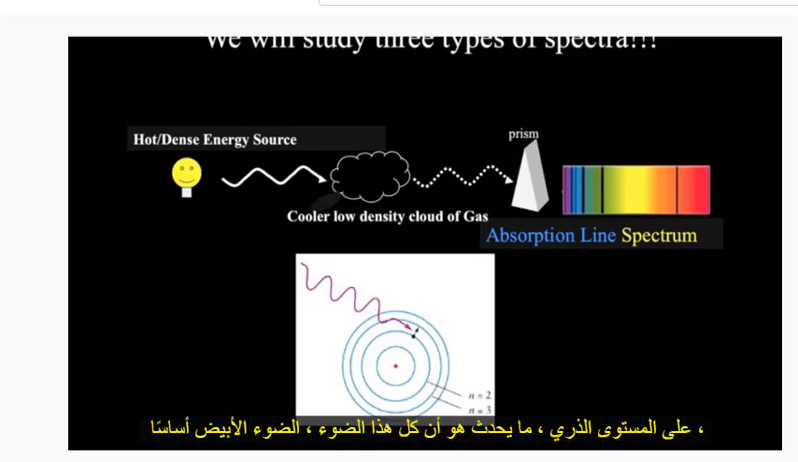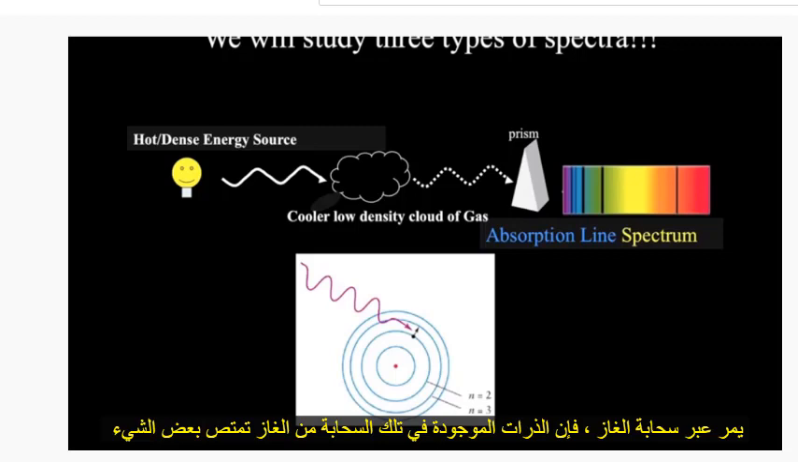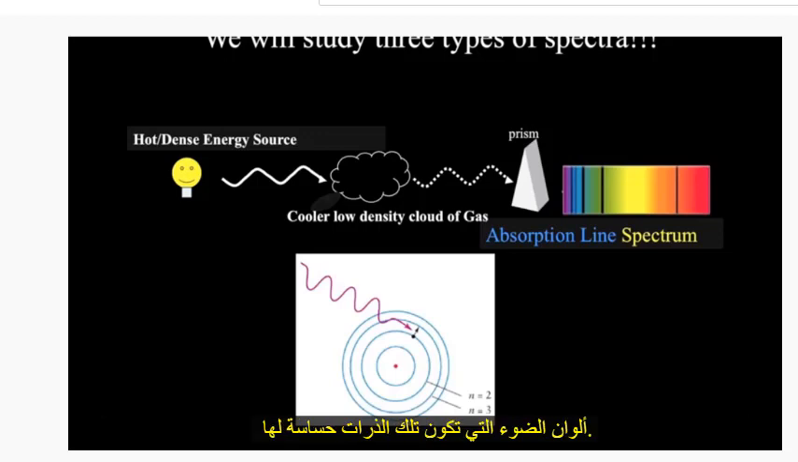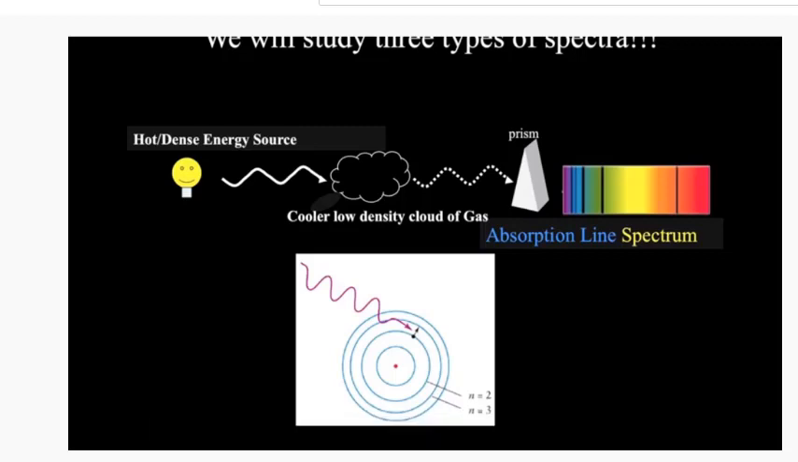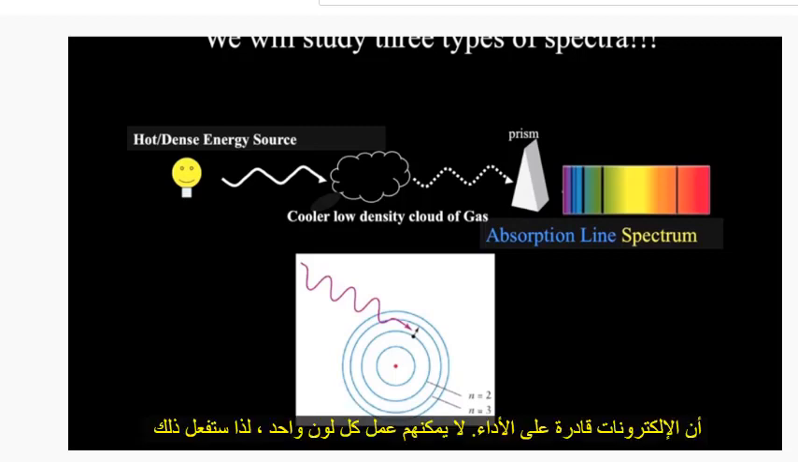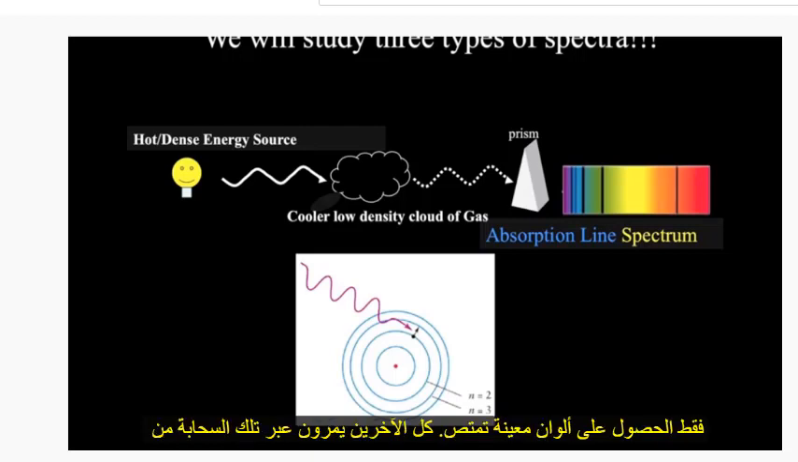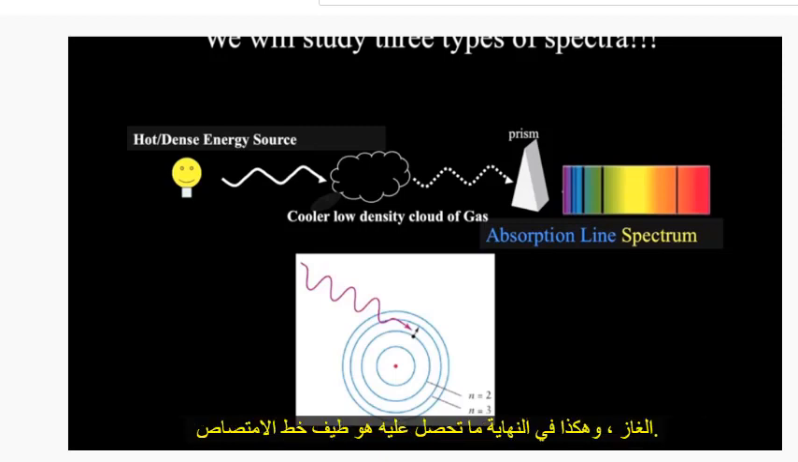At the atomic level, what's happening is that when all of that light, essentially white light, passes through the cloud of gas, the atoms in that cloud of gas absorb certain colors of light that those atoms are sensitive to. They'll only absorb certain colors because they only have specific electron energy transitions that the electrons are able to perform. They can't do every single color, and so you'll only get certain colors absorbed. All the others pass through that cloud of gas, and so in the end, what you get is that absorption line spectrum.